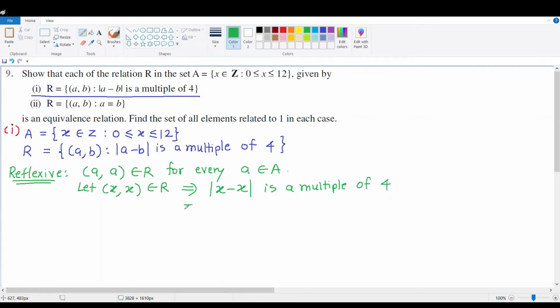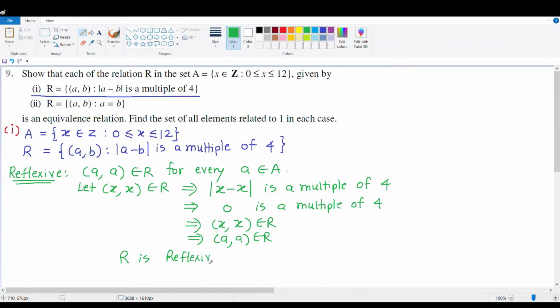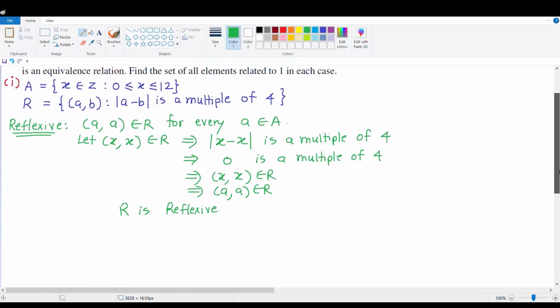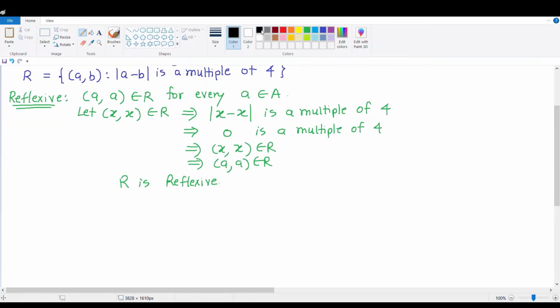x minus x is going to be 0, and 0 is a multiple of 4. Of course, 4 times 0 is 0. So 0 is a multiple of 4. That means (x, x) belongs to R, and that means (a, a) belongs to R, and hence R is reflexive.